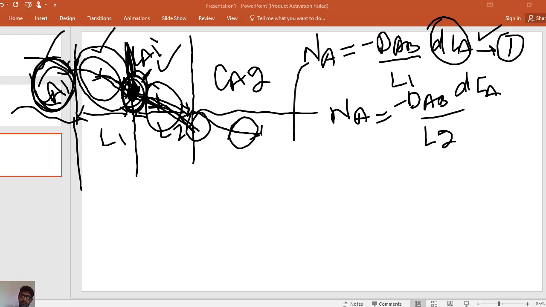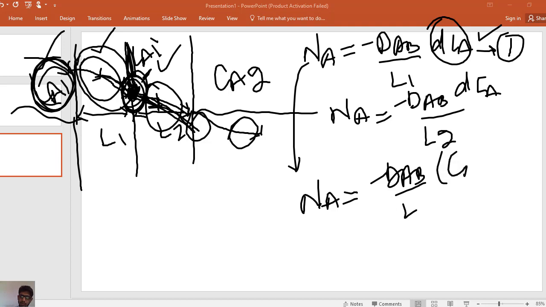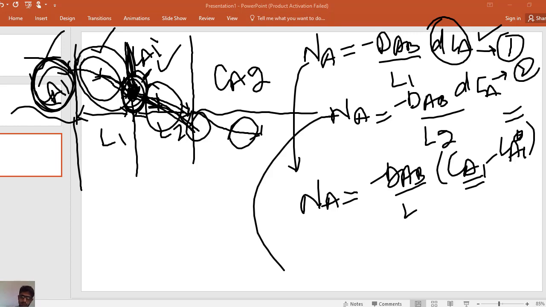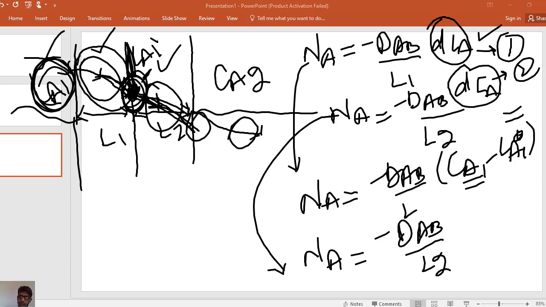So from equation 1, the flux will be equal to minus DAB over L1, and delta Ca will be equal to Ca1 minus Cai: concentration in the bulk of gas minus concentration of A at the interface. From equation 2, the flux of A is minus DAB over the thickness of the stationary liquid layer, times delta Ca, which is the concentration of A at the interface minus the concentration of A in the bulk of liquid.